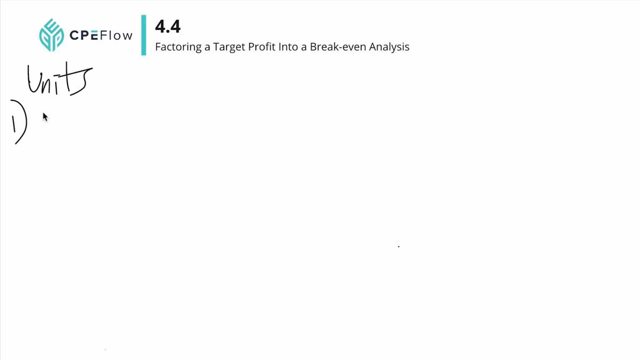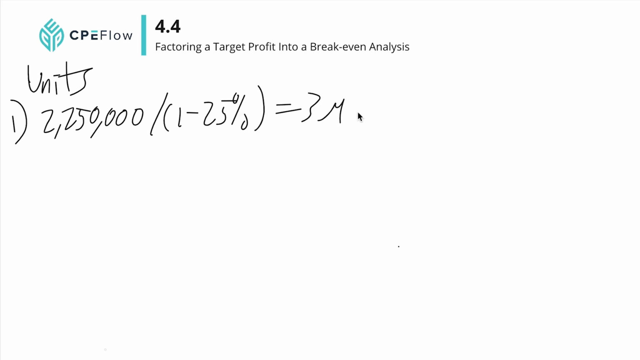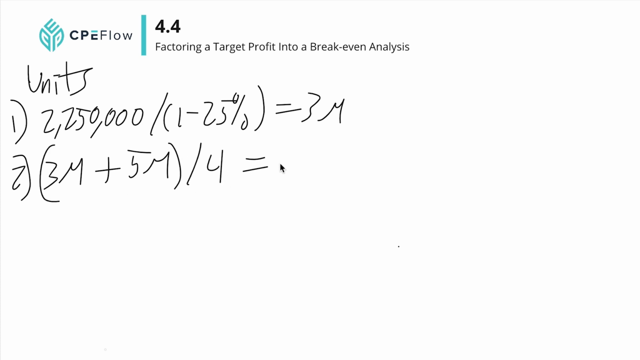Let's begin with the after-tax target profit formula in units first. Step number 1, $2,250,000 after-tax target profit divided by 1 minus the tax rate of 25% equals $3 million in pre-tax target profit. Step number 2, $3 million pre-tax target profit plus $5 million in fixed costs divided by $4. That will equal 2 million units that must be sold to realize an after-tax profit of $2,250,000.